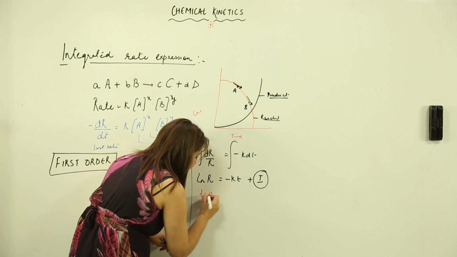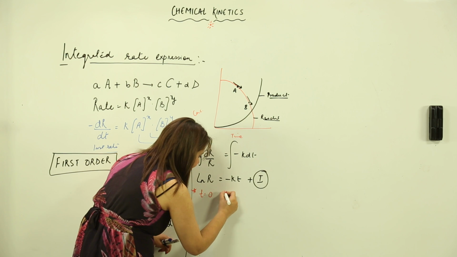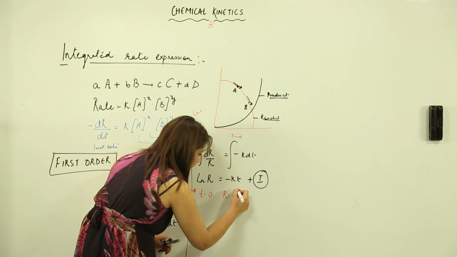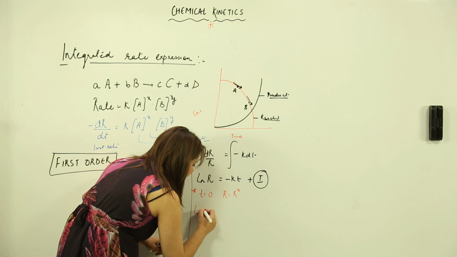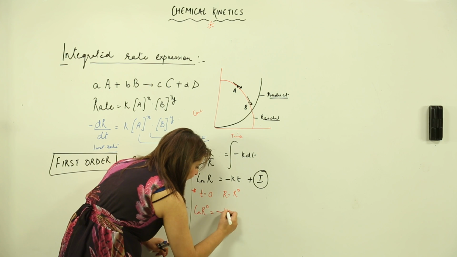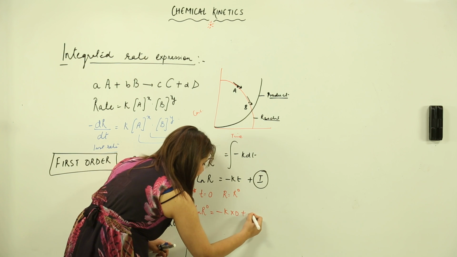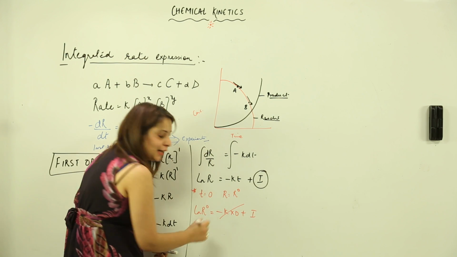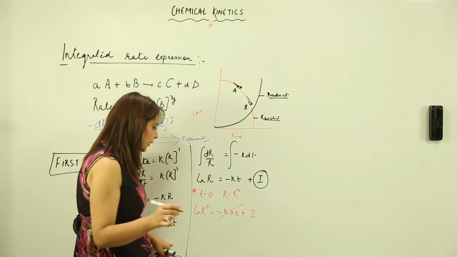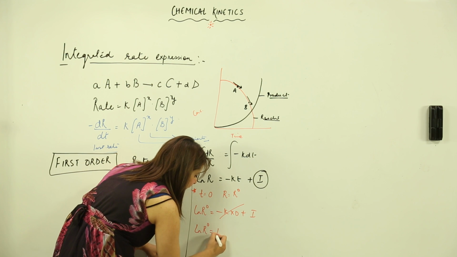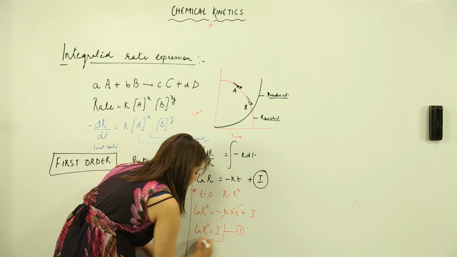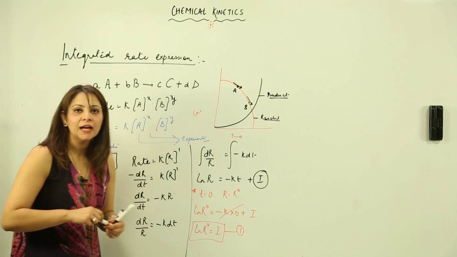So suppose the time is 0 and the rate here is R naught. Putting this value in this, what do I get? I get ln R naught is equal to minus K into 0 plus I. So this cancels out because anything multiplied by 0 is 0, right. So what I get is ln R naught is equal to I. So this is the value which I got for the constant I.